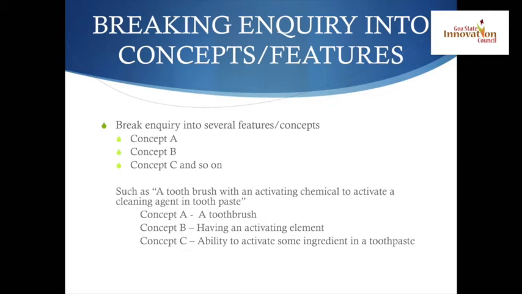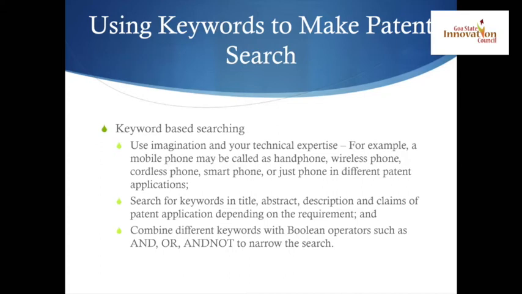So the invention is not in the toothpaste. The invention is in the toothbrush, which has the activating element. So some chemical has been attached to the bristles of the brush. So I have broken the inquiry into these three concepts. Now, next thing you have to do is start coming up with the first list of keywords. It's an iterative process. If you're doing a good preliminary check, you should spend at least 3 to 4 hours conducting a good search.